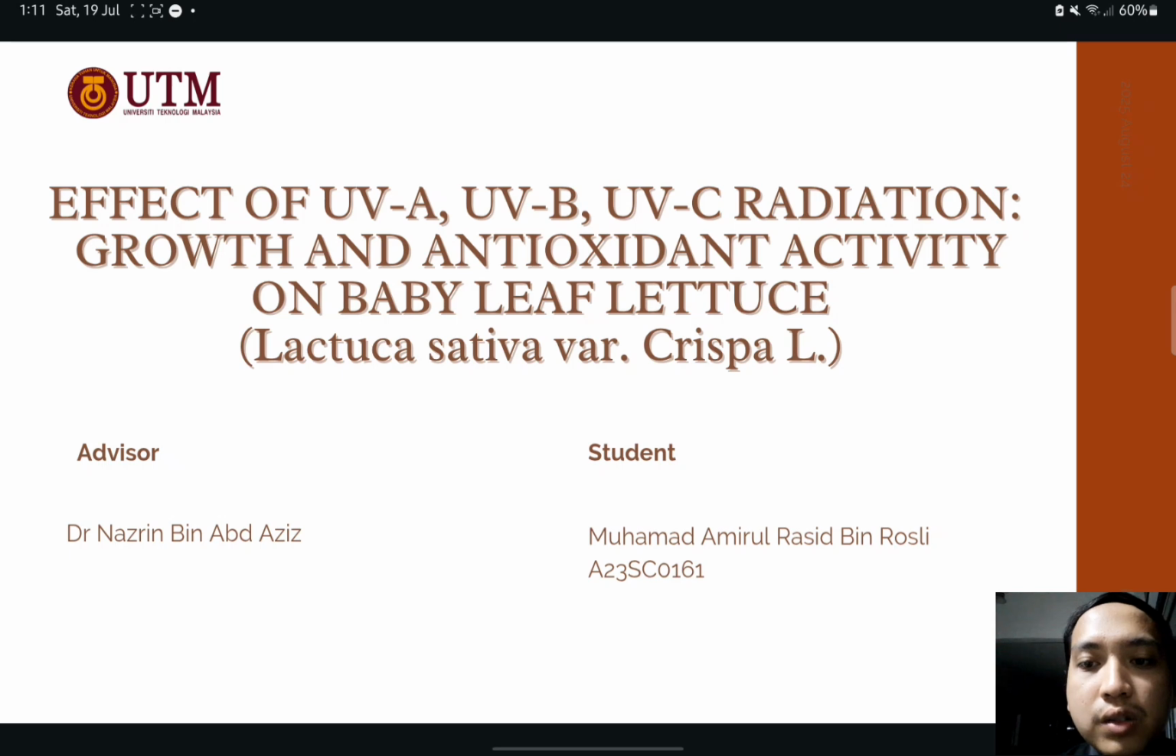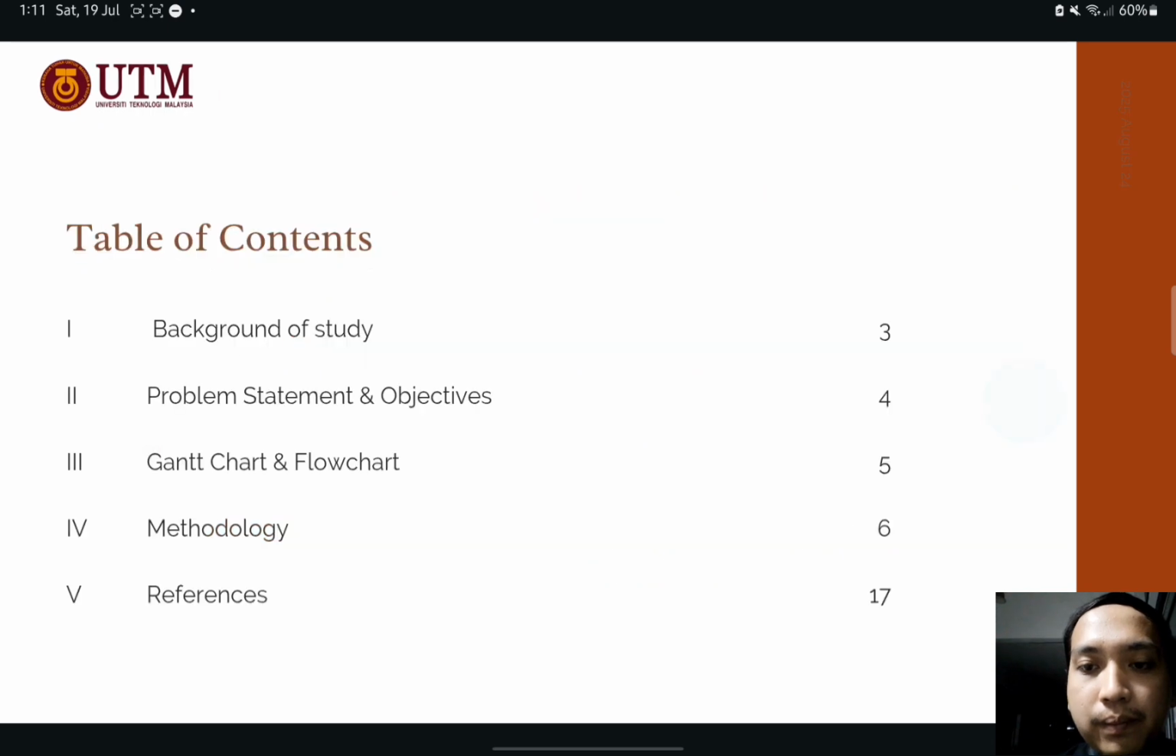So for today's presentation, I want to explain our research methodology project, which is the effect of UVA, UVB, UVC radiation on growth and antioxidant activity of baby leaf lettuce. So our table of contents is background study, problem statement and objective, Gantt chart and flow chart, methodology and references.